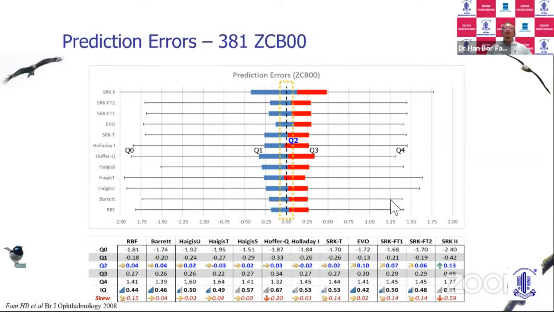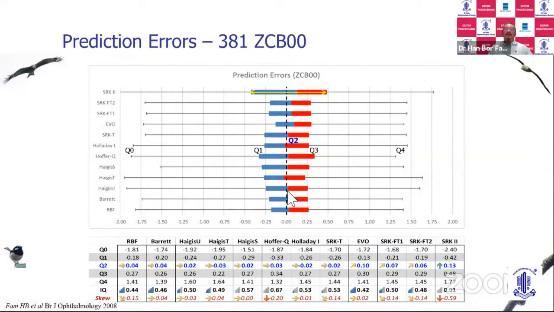Okay, so you can see here most of the formulas, the median prediction error is close to 0 except SRK2. The other thing we are more interested in is the compactness of the 2 central quartiles. If this is something like standard deviation, if it's compact, the standard deviation is very low. If it's widespread like in SRK2, it is not very predictable. What we are interested in here, you can see, is that RBF, Barrett, and EVO are quite outstanding. Haigis is also not too bad.